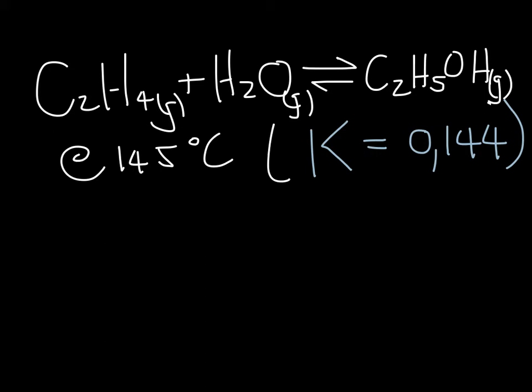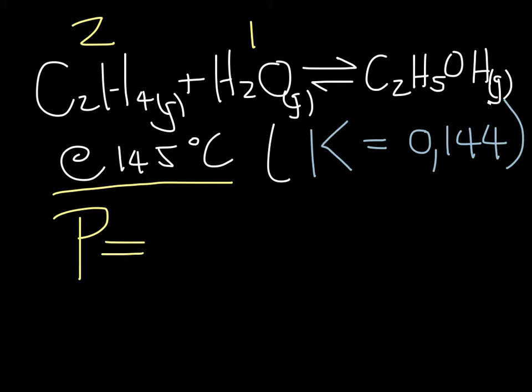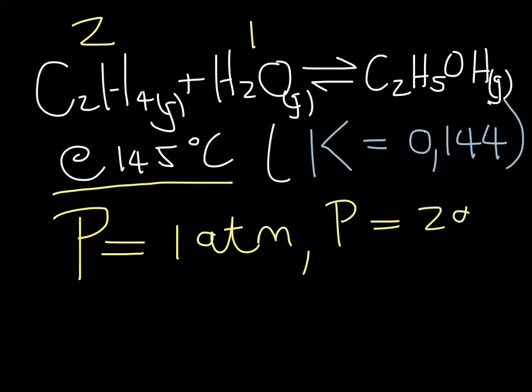Consider the following problem based on example 13.4. If 2 moles of ethylene is mixed with 1 mole of water and it's allowed to reach equilibrium at 145 degrees Celsius in a reactor that is controlled at 2 different pressures. In the first case, the pressure at equilibrium is 1 atmosphere. And in the second case, the pressure at equilibrium is 2 atmospheres.